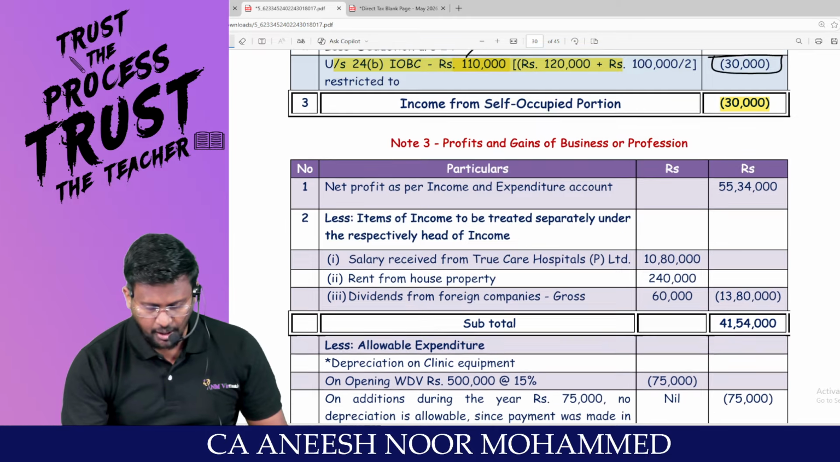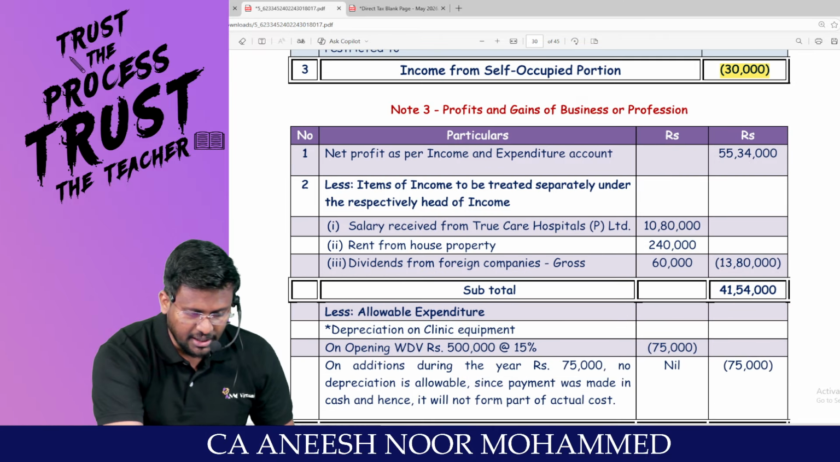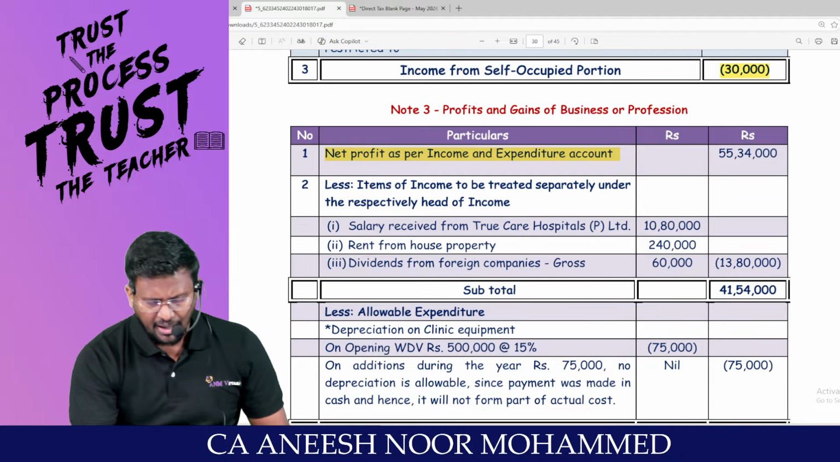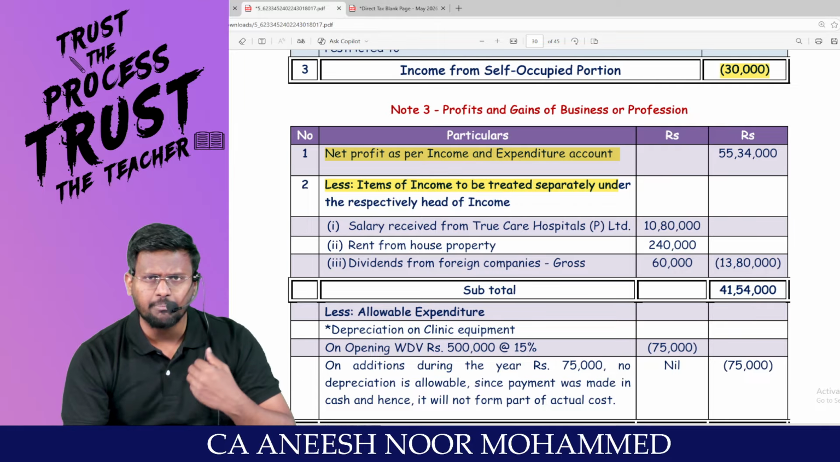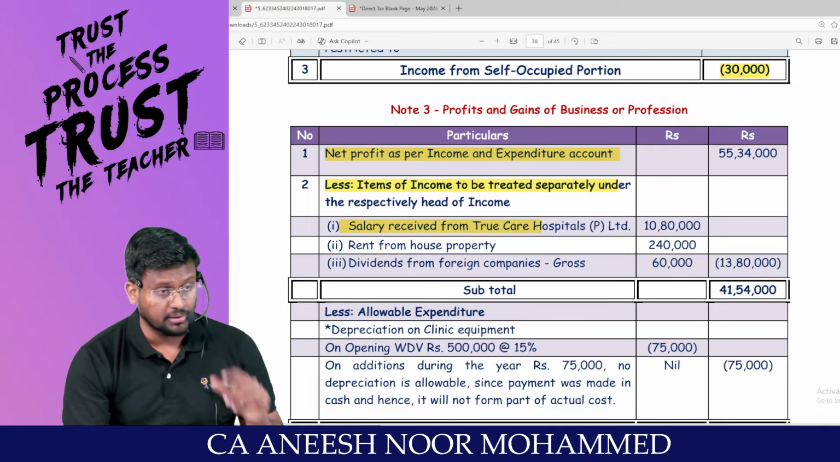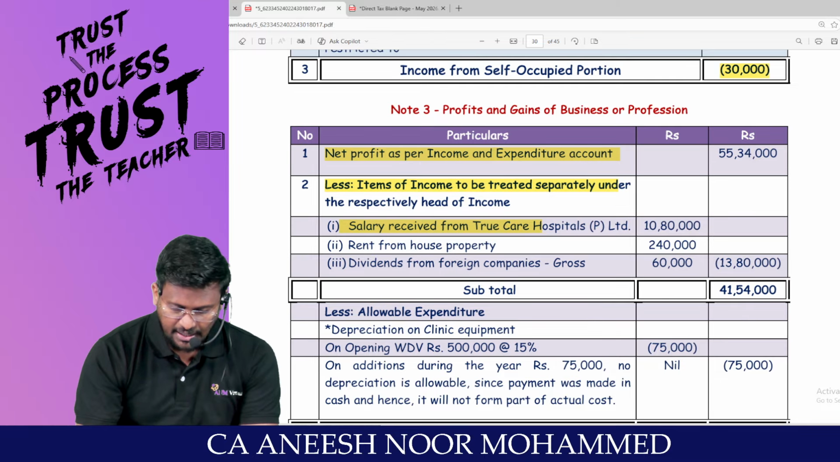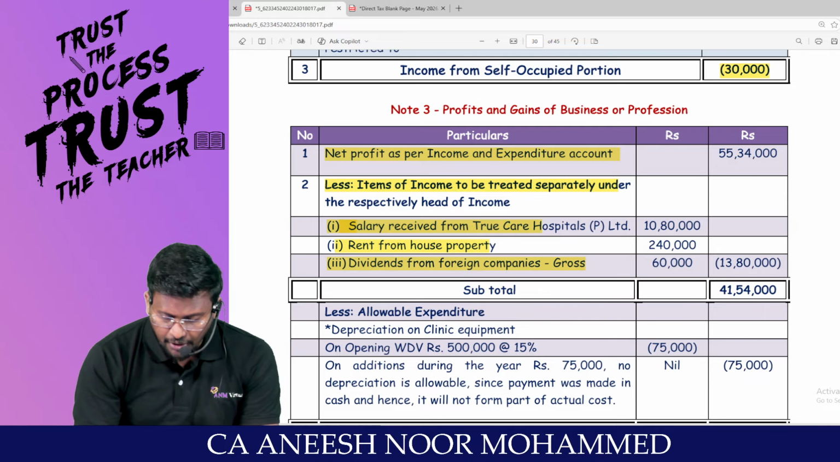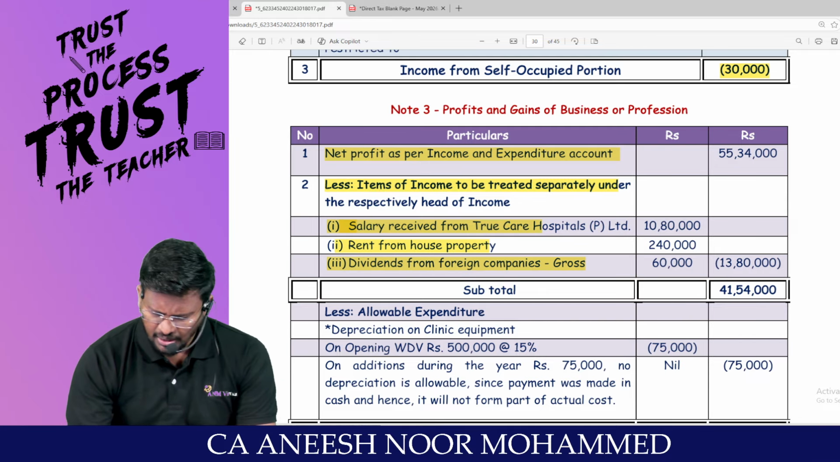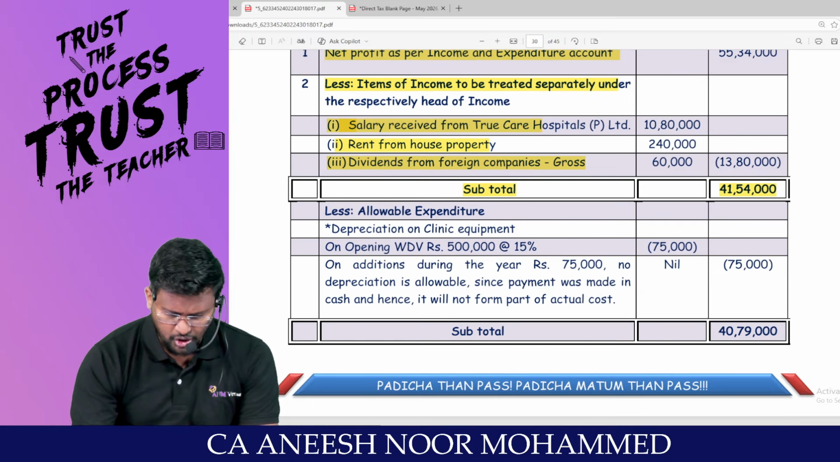We have to start with the net profit. Sir, this net profit contains impurities, right? Less: income that has to be taxed under other heads of income. These are impurities for the PGBP. Salary received should be taxable under salary. Rent received from house property should be taxable under IFHP. Dividend from foreign company should be taxable under IFOS. That means the subtotal comes to this much.